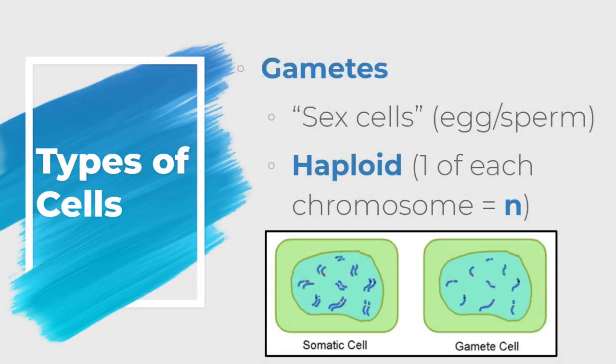The other type of cell is called a gamete, and these are your sex cells. So in females, we have eggs, and in males, you have sperm. These are also known as gametes, which is what I will be calling them from now on. And these are haploid. So haploid means you only have one of each chromosome. So therefore, we reference haploid as N. There's only one of chromosome 1 and one of chromosome 2. So you basically have half the genetic information you need to make a human. Hence why it takes two people to make a human.